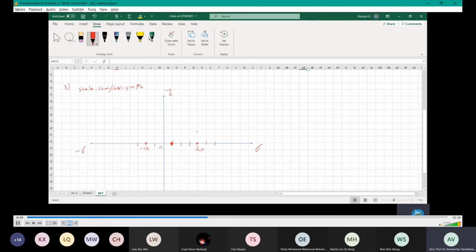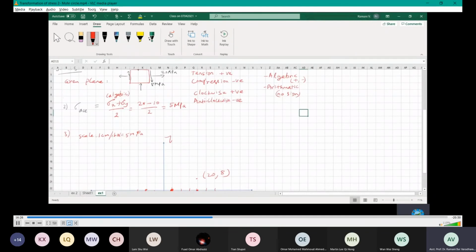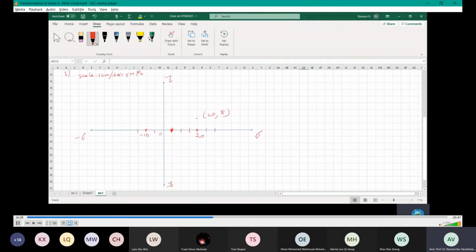So once we mark the 8, there should be a counter value acting at this point. Or you write down this coordinate: 20, 8. Both positive, right? As I said before, it has to be contracted. I mean, just mark the other value on the other side. It should be contracted by this value in the opposite direction, which is negative 8. So we mark the negative 8 for the y direction stress value.